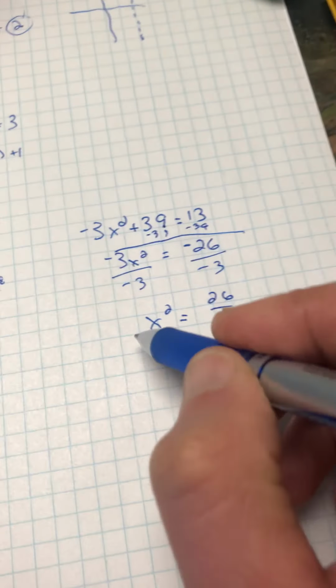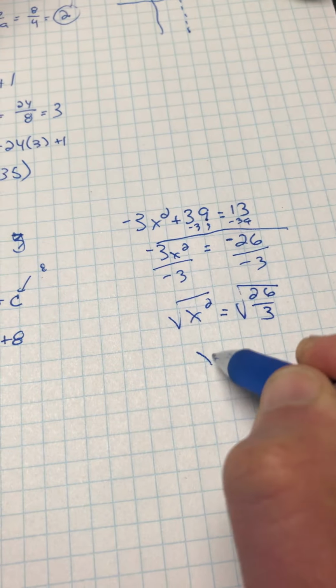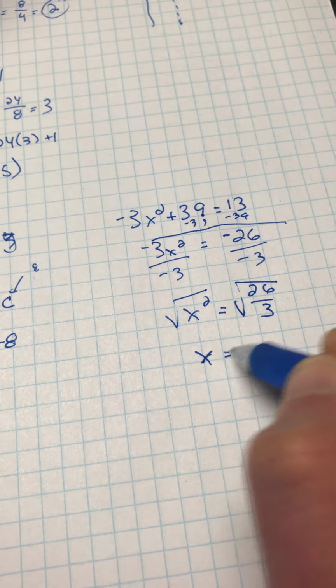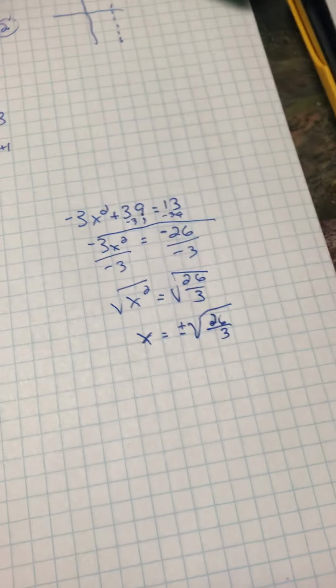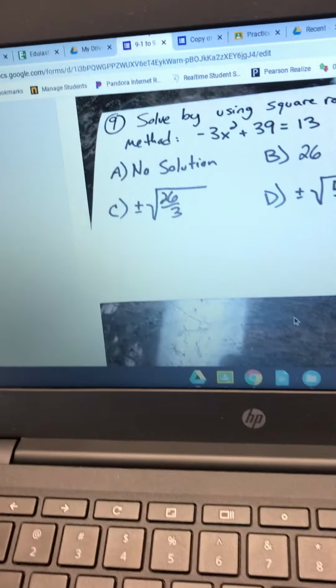So I just leave it that way, and then I take the square root. And remember, if we introduce the square root, we have to account for the positive or negative root. Okay, so that would be the answer to that guy there, which ended up being letter C.